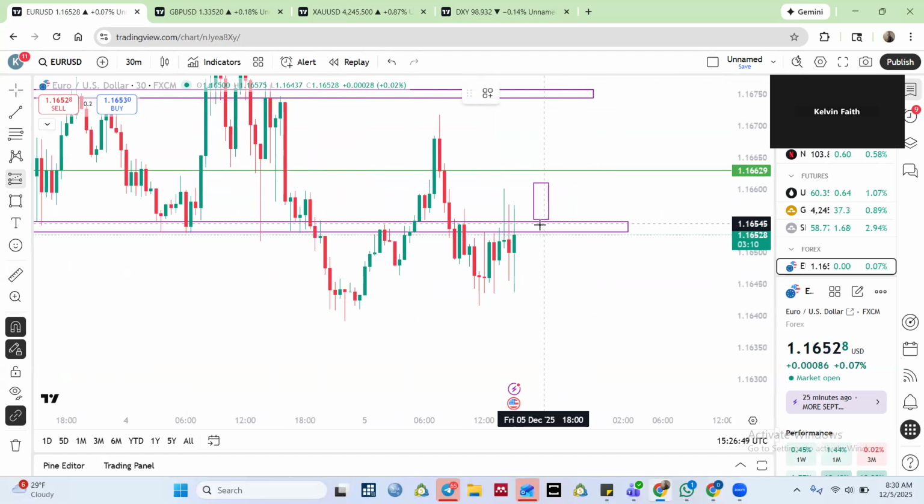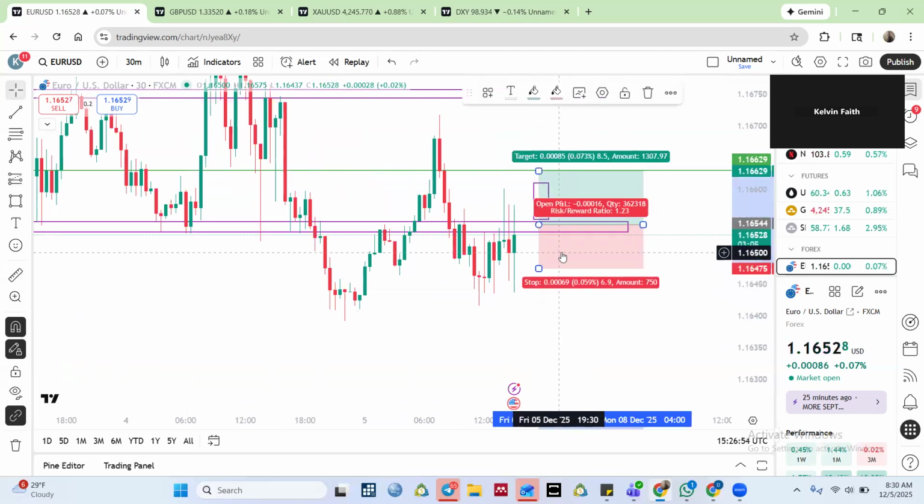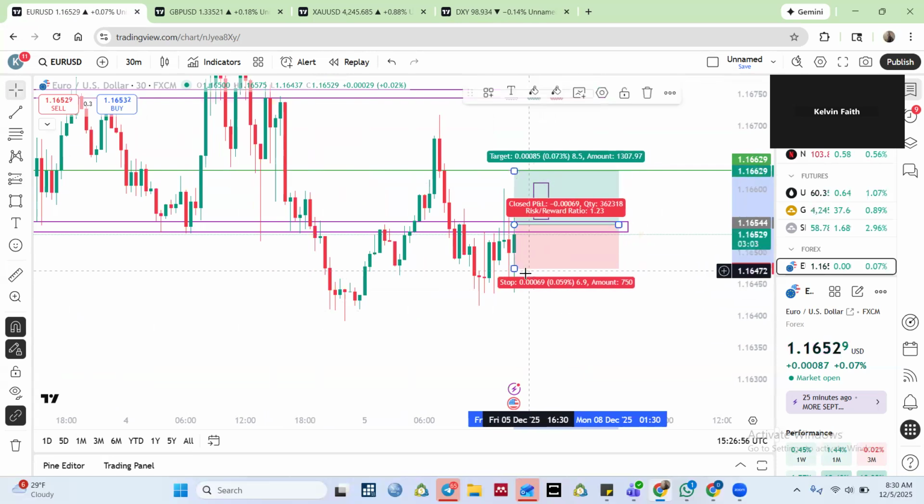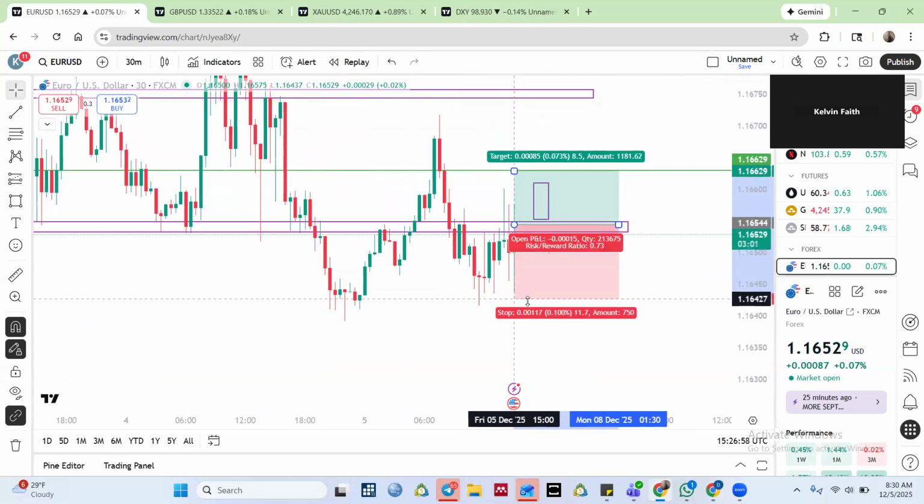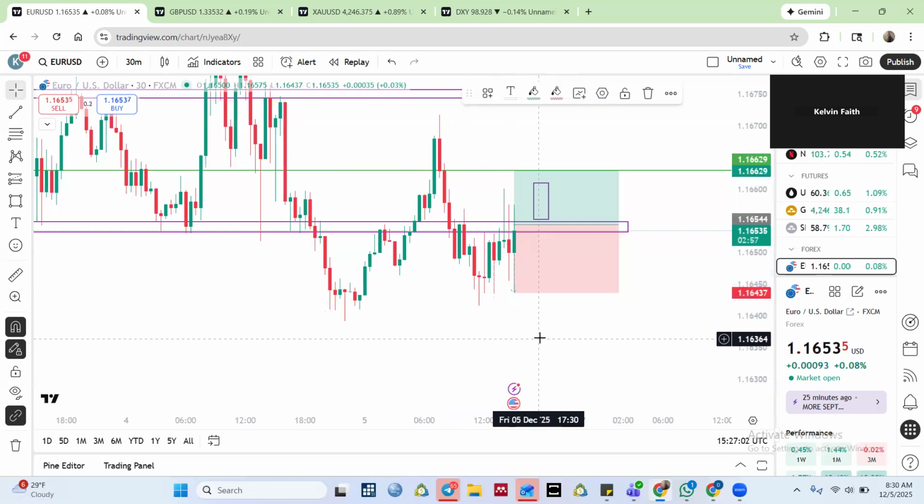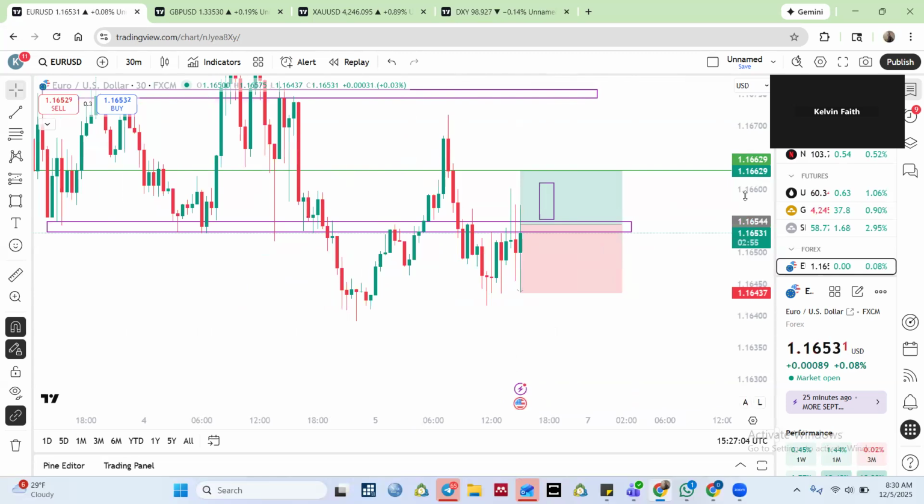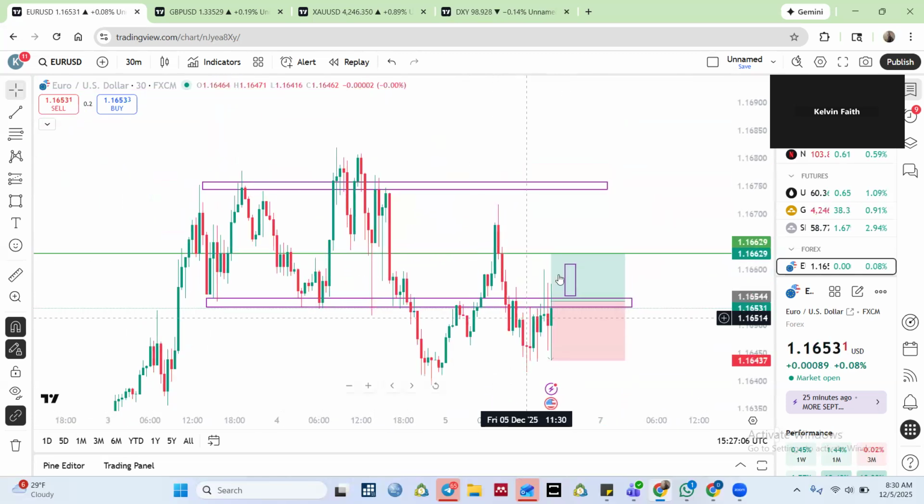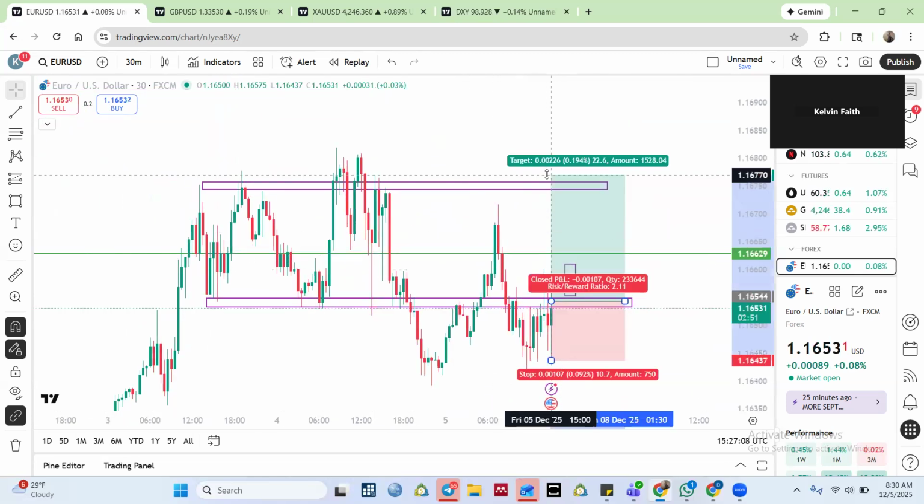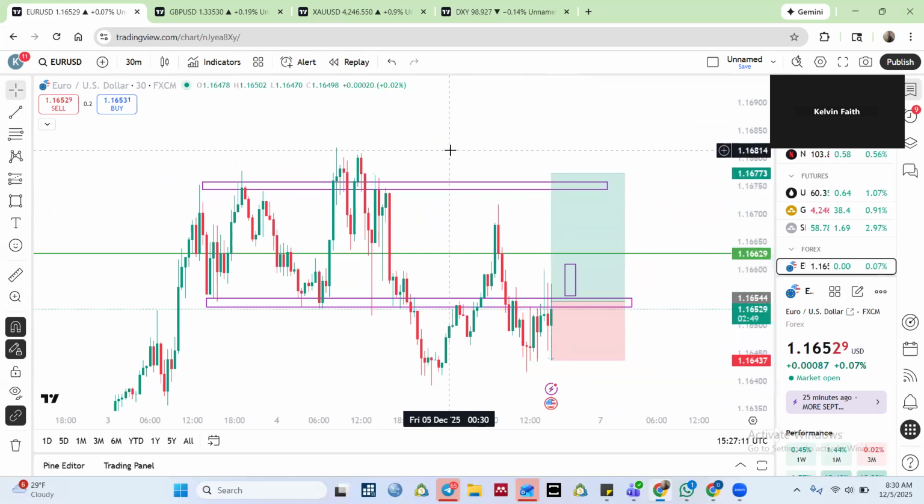So let me put our entry sign here. And let's just maintain a small stop loss, or even let's put a stop loss just below these rejections here. Yeah, and we will reach out to this area.